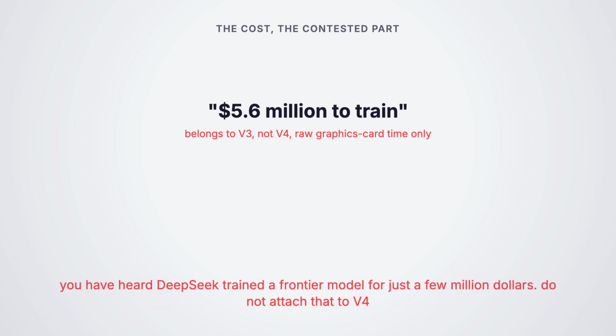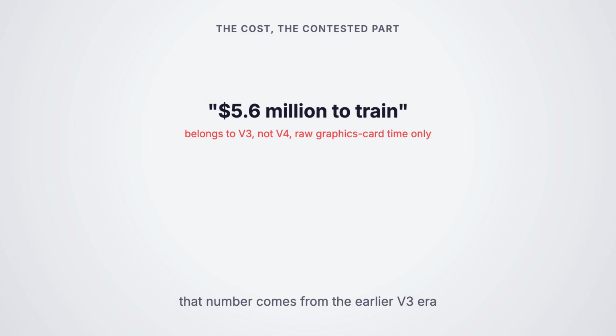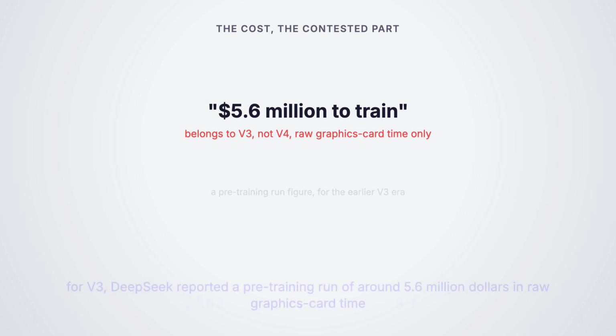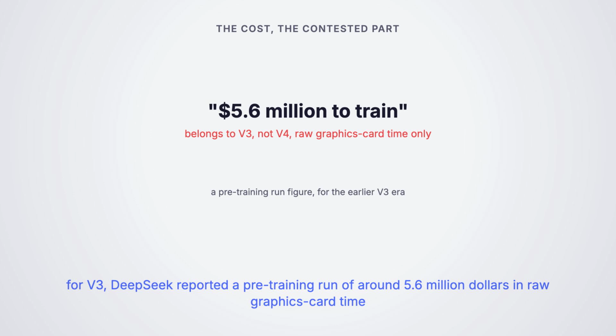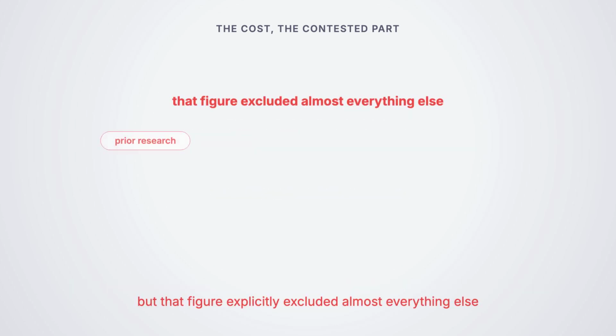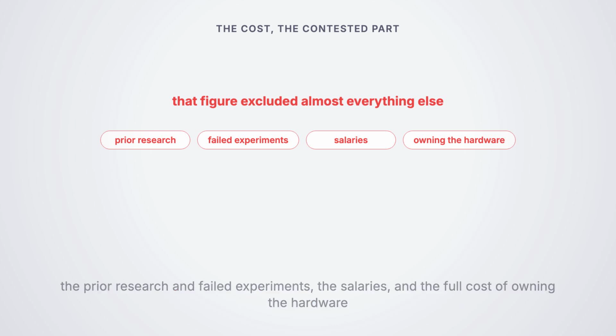Now the building cost, and here is where almost everyone goes wrong. You have probably heard that DeepSeek trained a frontier model for just a few $1 million. Do not attach that to V4. That number comes from the earlier V3 era. What DeepSeek reported for V3 was a pre-training run of around $5.6 million in raw graphics card time. But that figure explicitly excluded almost everything else: the prior research and failed experiments, the salaries, and the full cost of owning all that hardware in the first place.